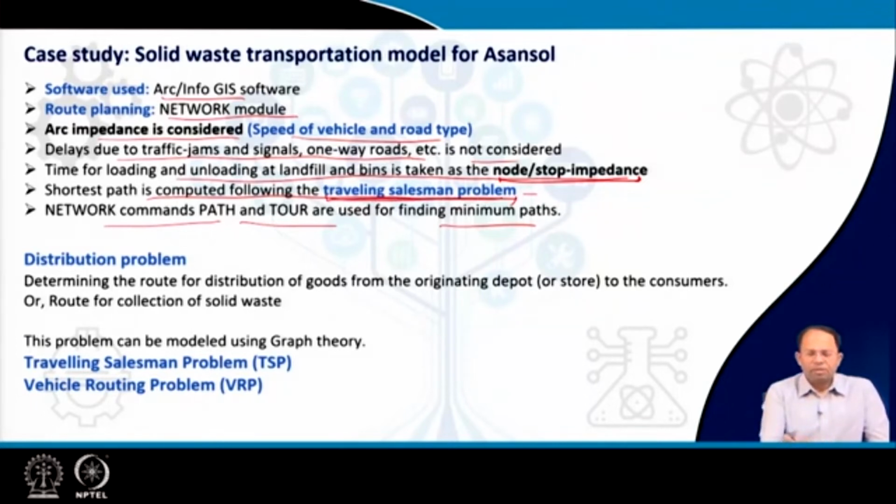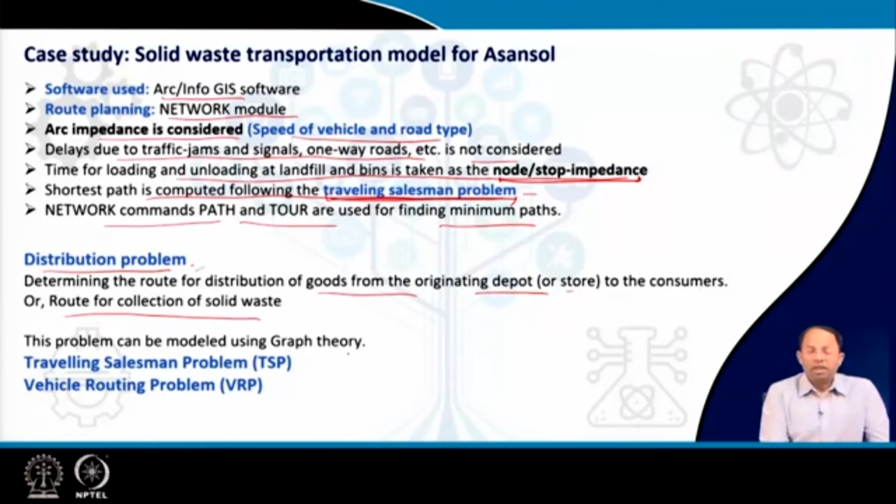So this traveling salesman problem is basically a distribution problem. In mathematics, or transportation, we call them distribution problems, and we are determining the route for distribution of goods from the originating depot or a store to the consumers. So that's the basic form of the distribution problem. In our case, it is routes for collection of solid waste from different community bins to the landfill site, right? So that's the representation of the distribution problem in our context.